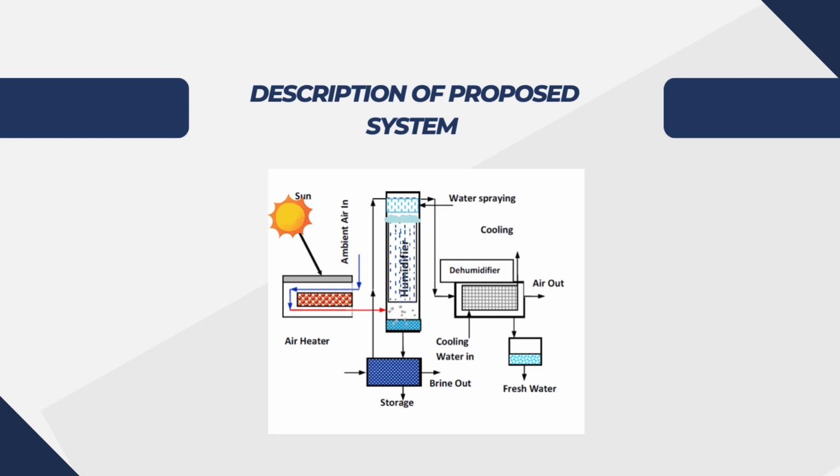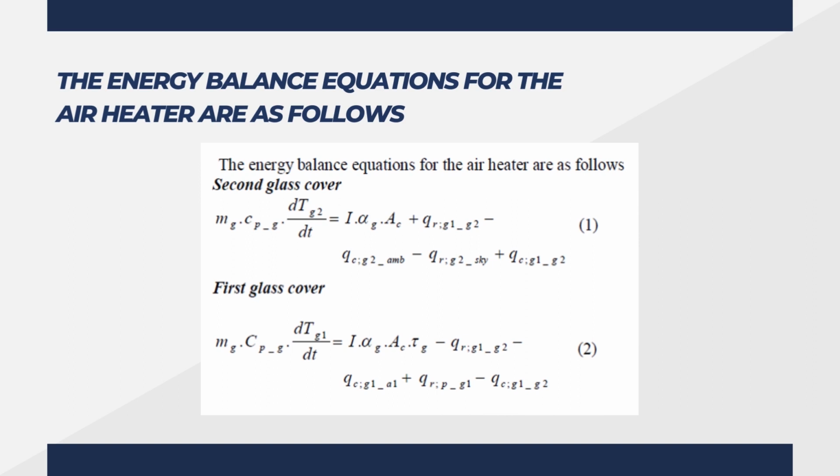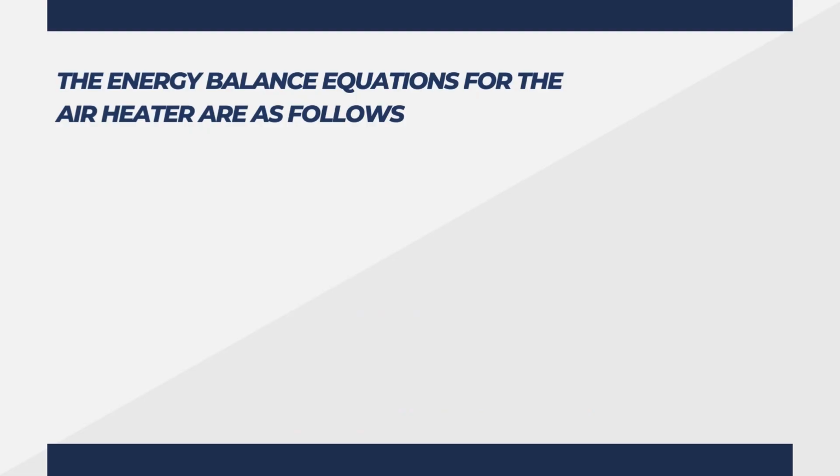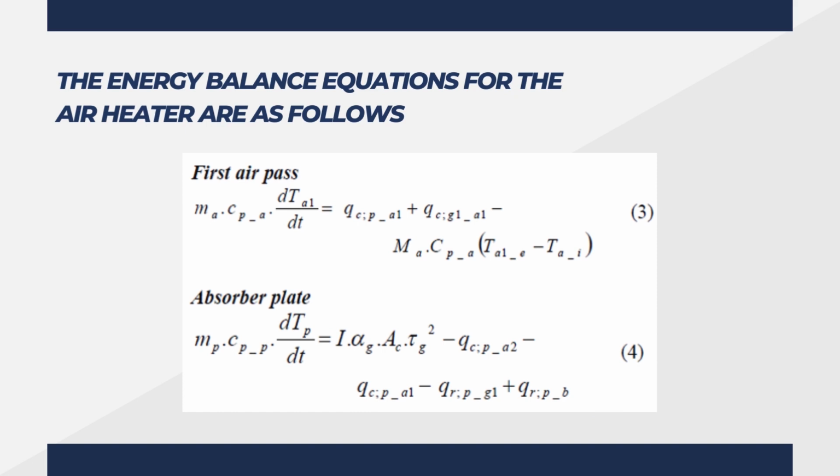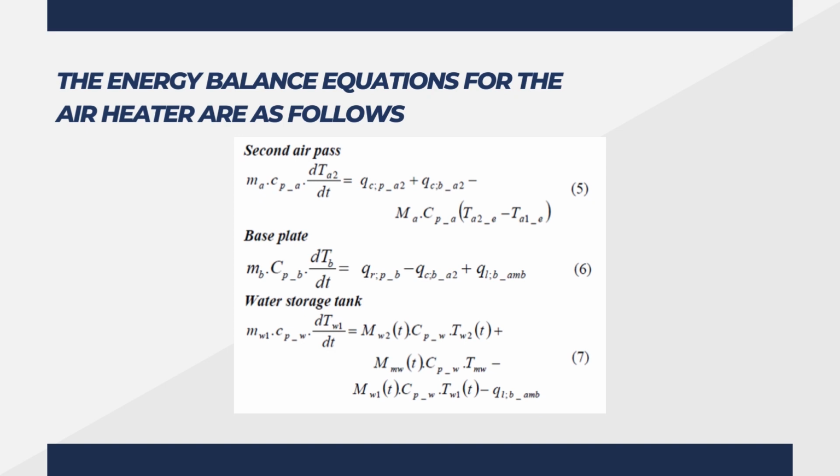Eventually, the air carrying water vapor is passed through the dehumidifying coil surface, where water vapor condenses and turns into fresh water. Also, saline water leaving the humidifier is collected back in the storage tank and recirculated to the humidifier once again. The energy balance equations for the air heater are shown. Where first air pass, absorber plate energy balance equations are shown. Humidifier, dehumidifier energy balance equations.